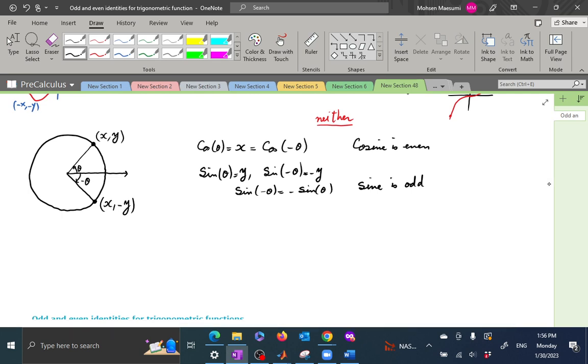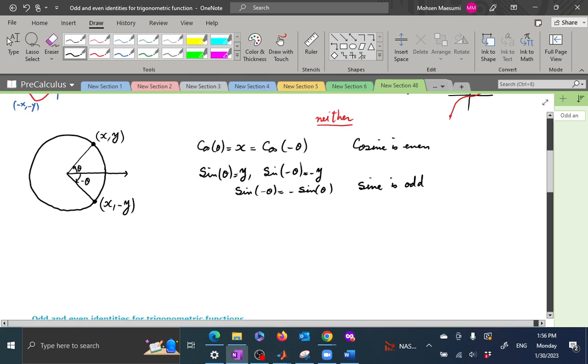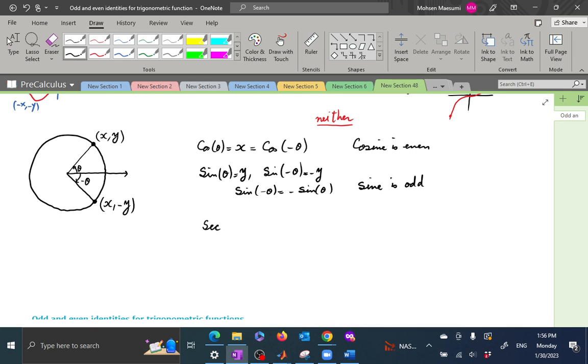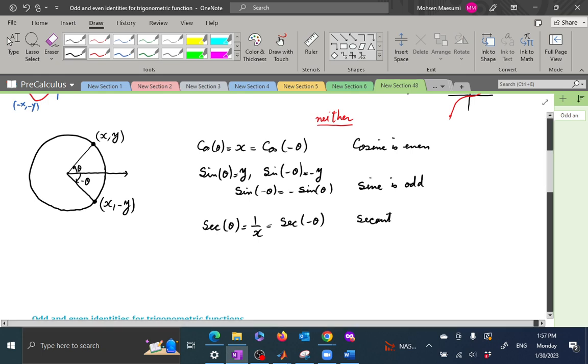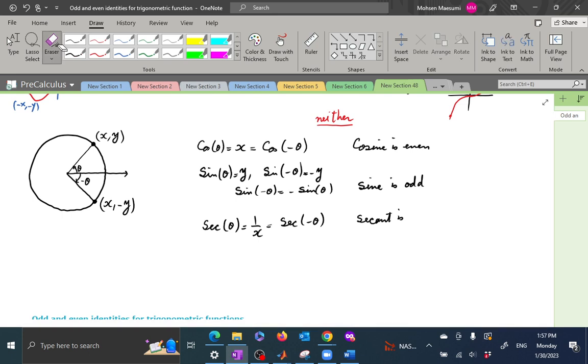Well, once we have the situation for these two functions, everybody else follows suit based on how it's defined based on these two functions. So if you look at, for example, secant of theta, you remember what secant was. Secant was 1 over x. So that's the same as secant of minus theta because they both share the same x. So secant therefore becomes an even function.